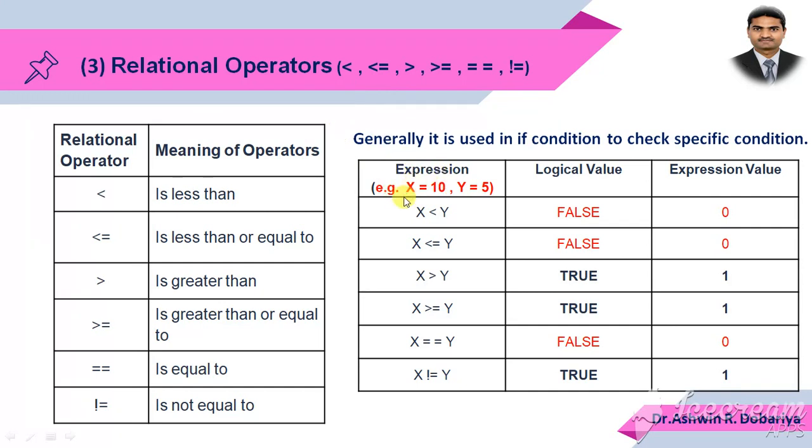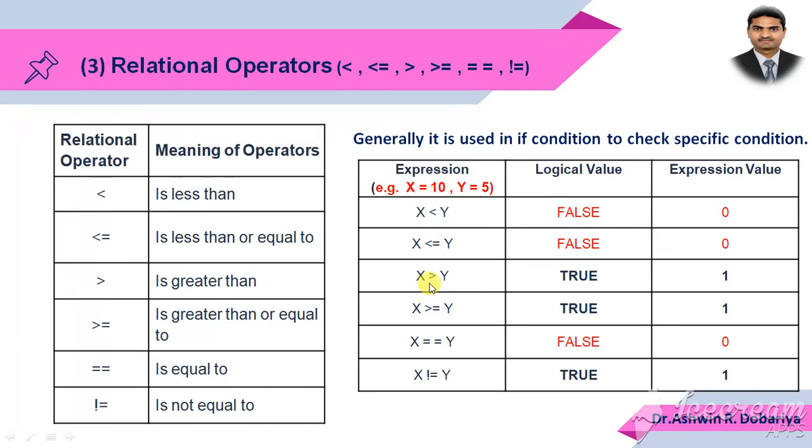Now suppose the expression is x is equal to 10, y is equal to 5. Then x is less than y? No, the condition becomes false, because here x is greater than y. Logically this condition is false, and when any condition becomes false, then it returns 0. And suppose x less than or equal to y, so here x is 10 and or equal to means it also checks the equality between x and y. So again with these two values it is false, then the value returned is 0.